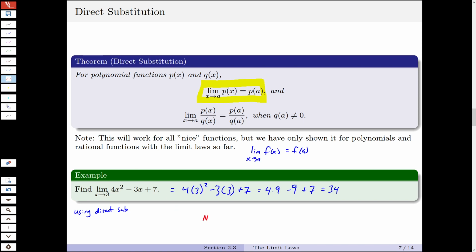Let's just make a note here. We're not going to use the limit laws directly. The way that we use the limit laws is that they give us direct substitution. So don't use the limit laws directly to solve problems. Use direct substitution.